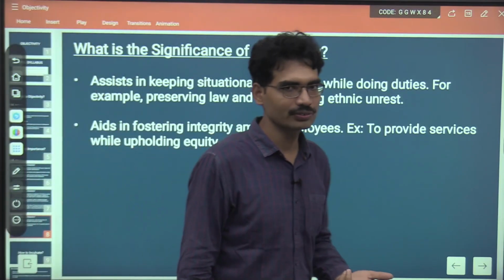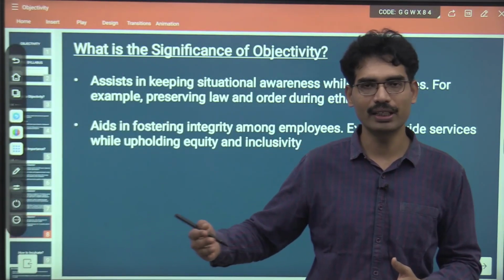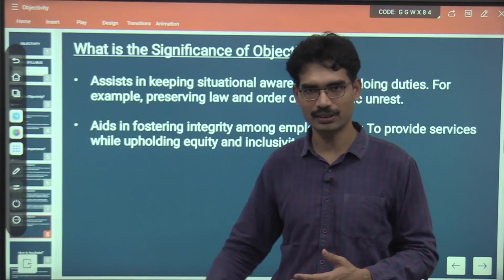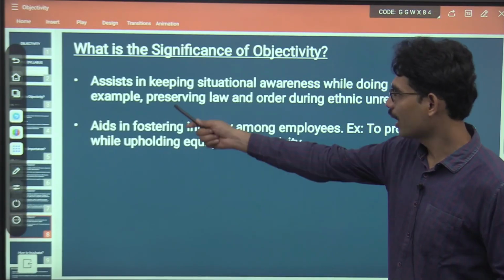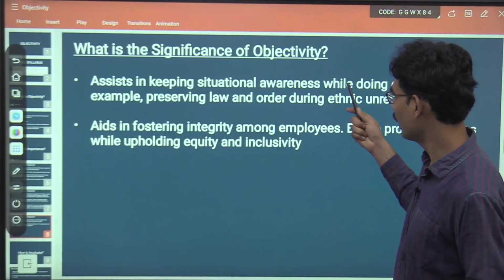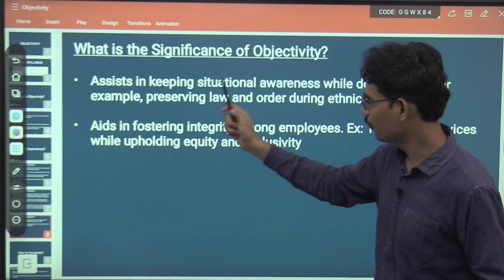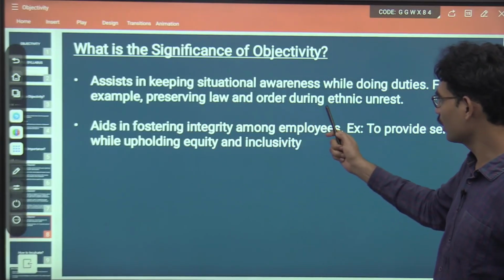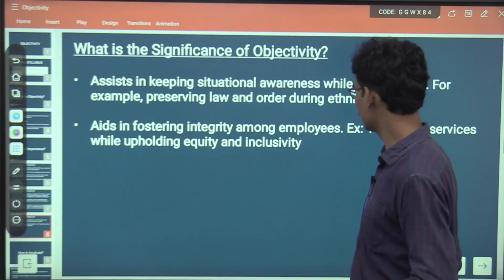If objectivity is followed, the merit system will enter everywhere and fruitful results will keep coming. Assist in keeping situational awareness while doing duties, for example, preserving law and order during ethnic unrest.